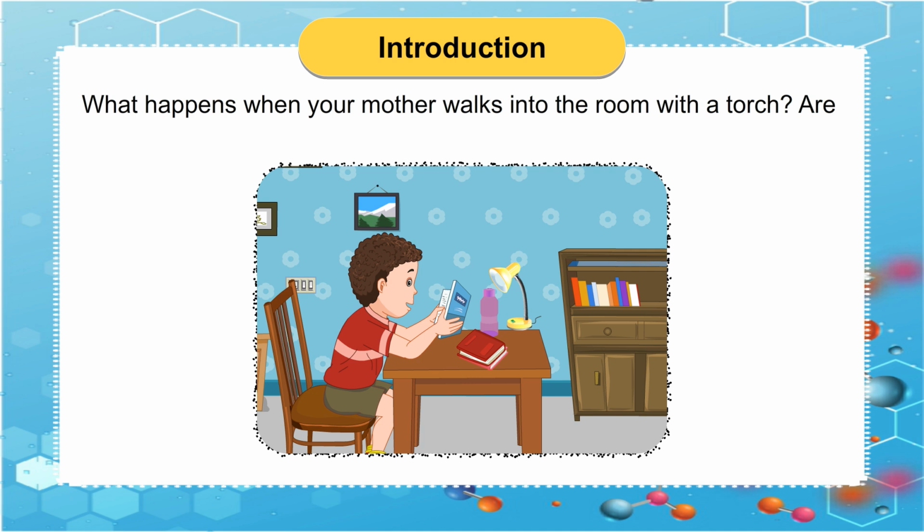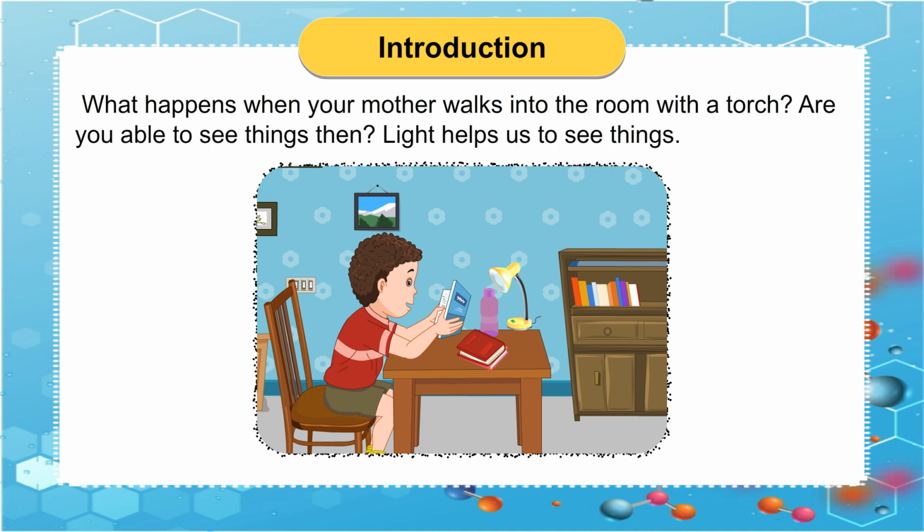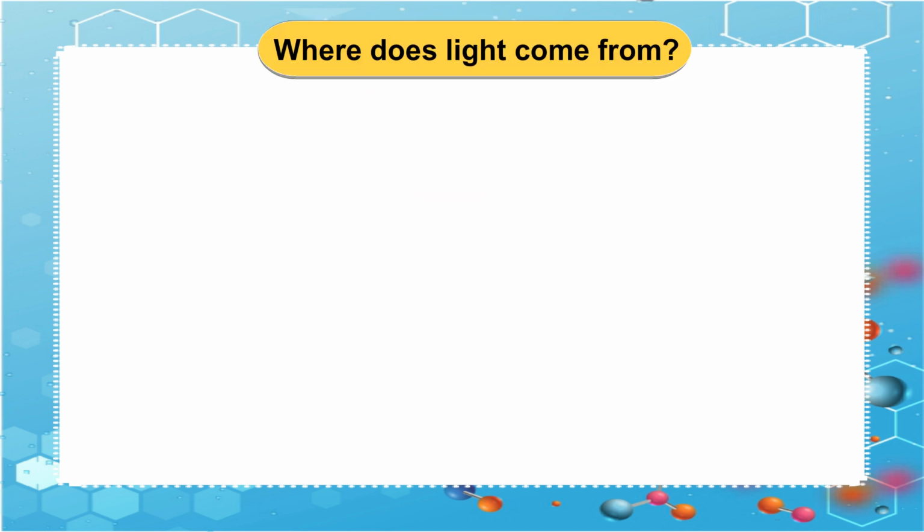Are you able to see anything? What happens when your mother walks into the room with a torch? Are you able to see things then? Light helps us to see things. Where does light come from?